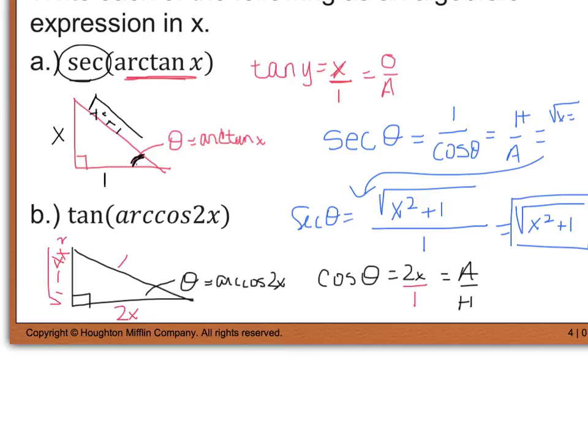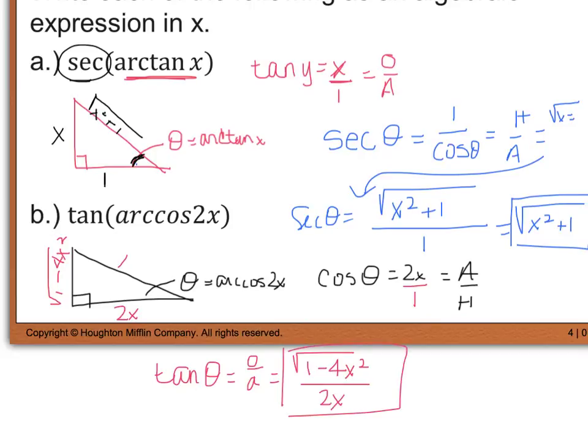So now when I go to find my tangent of theta, tangent is really equal to the opposite over the adjacent, or the square root of 1 minus 4x squared divided by my adjacent side, which is 2x. And this right here then is my final answer.